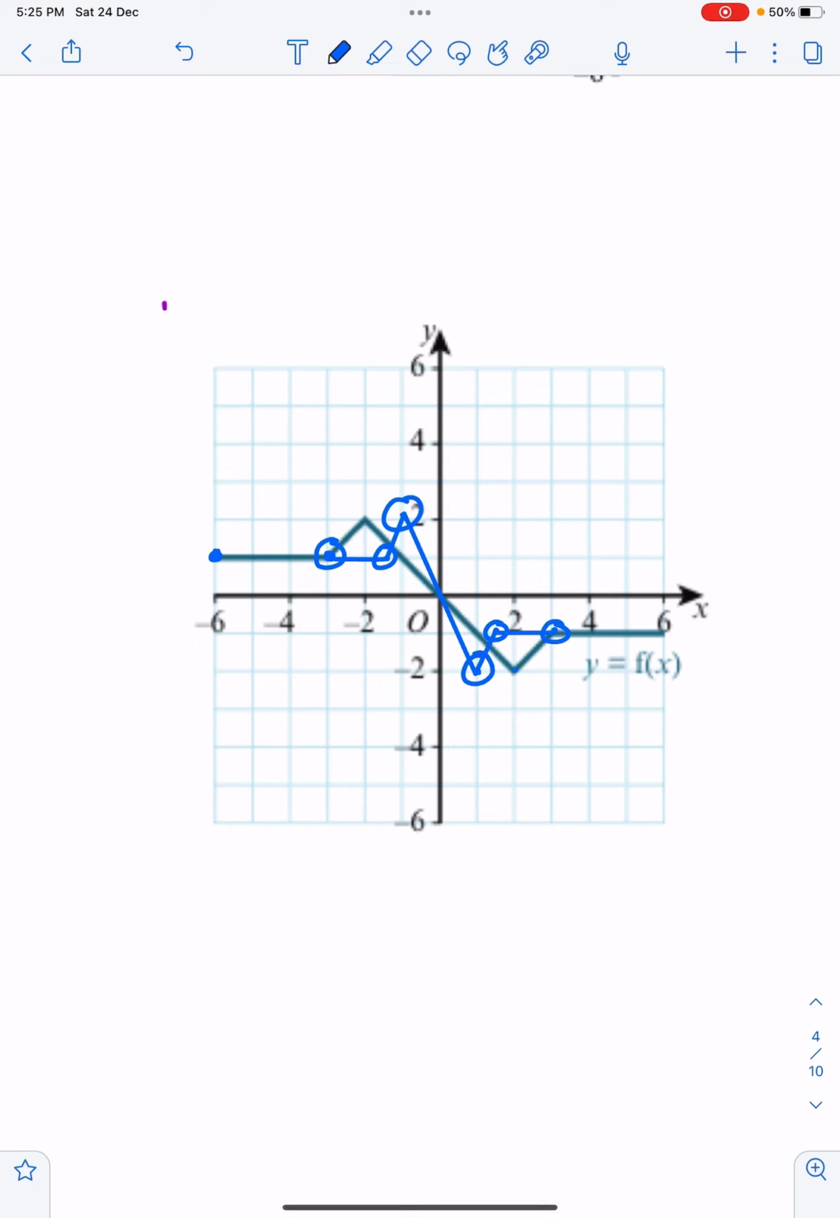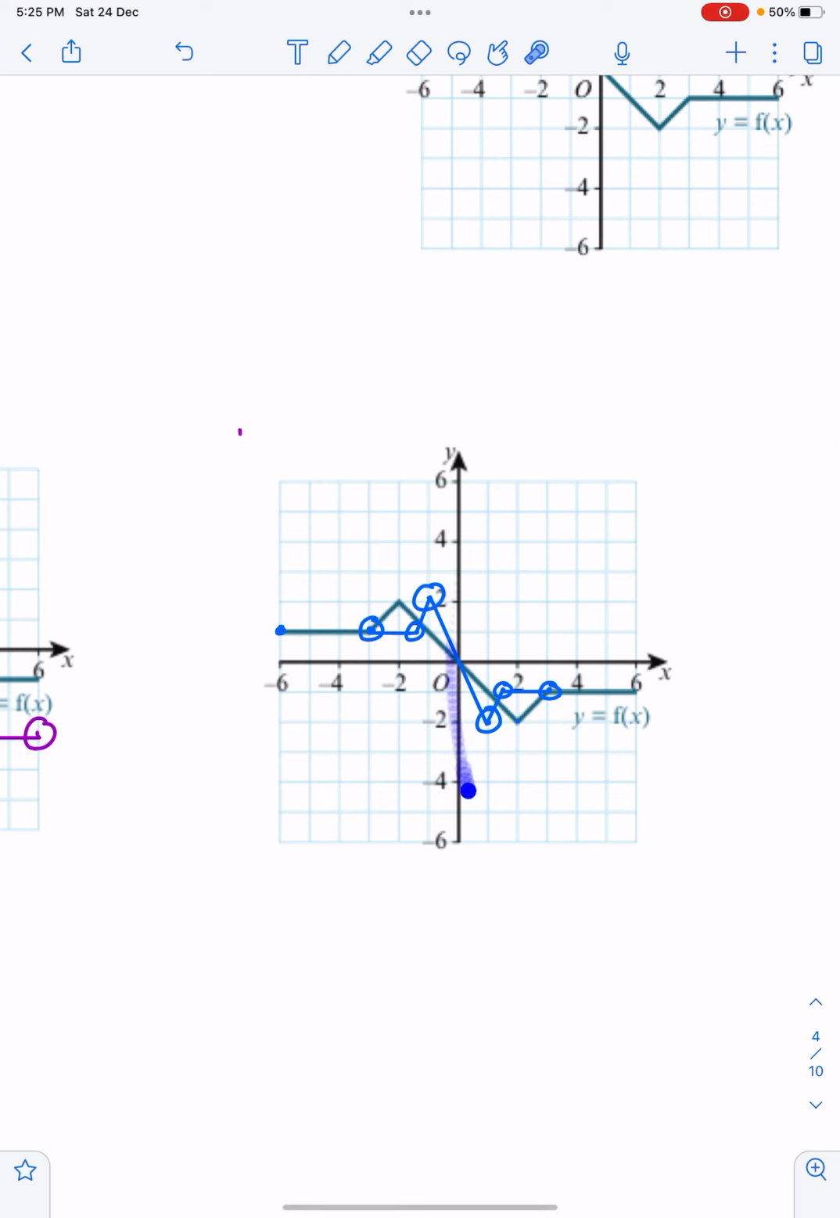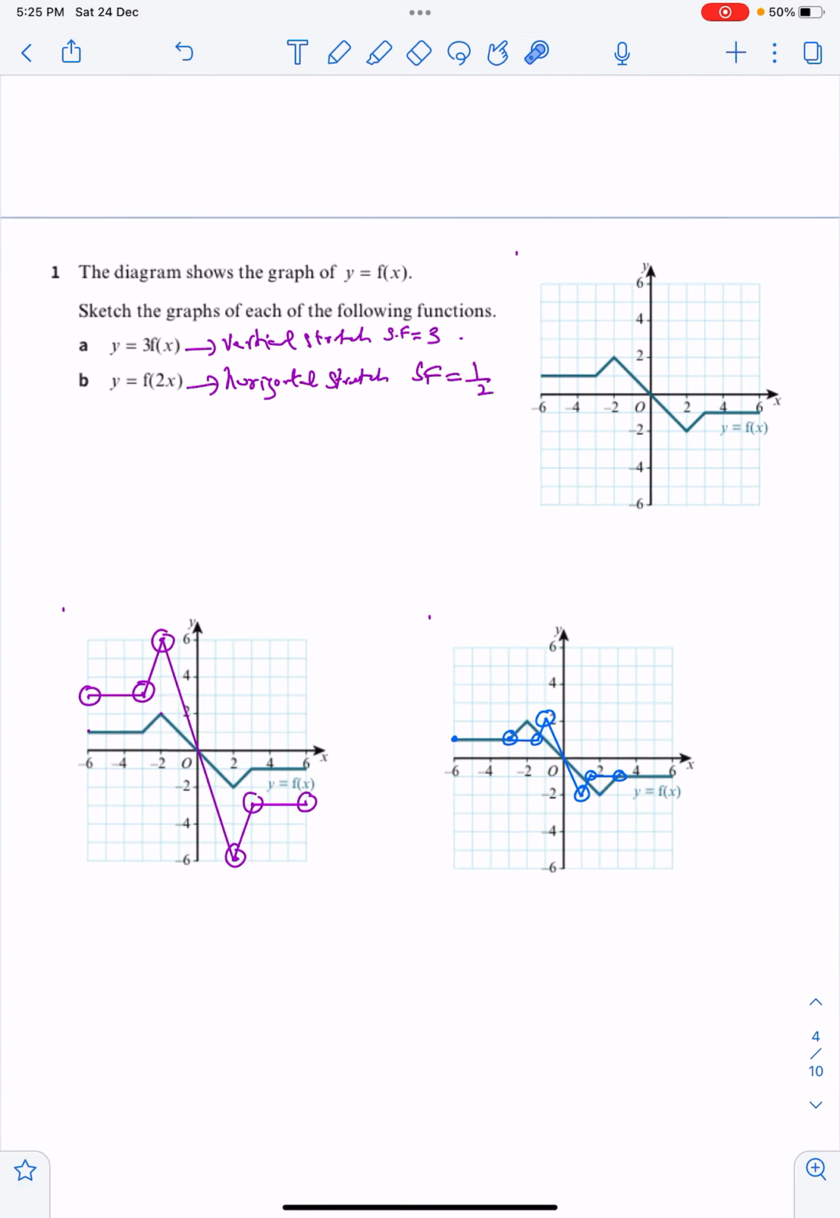This is the final graph. If you notice, the y-axis is invariant in case of horizontal stretch. Every point, you just have to see what is the distance from the y-axis, make it into half, plot the point and then finally join the graph.